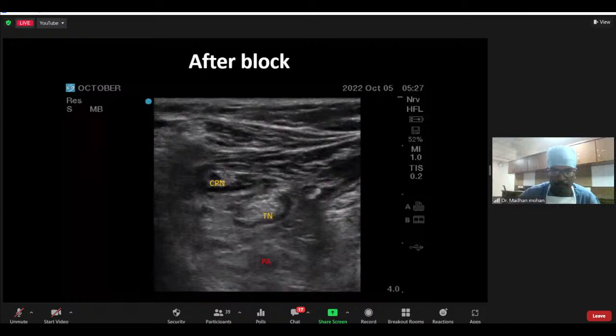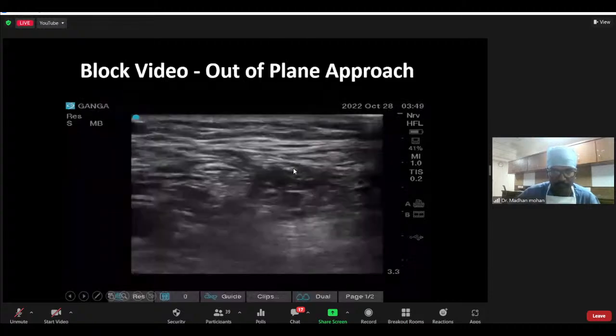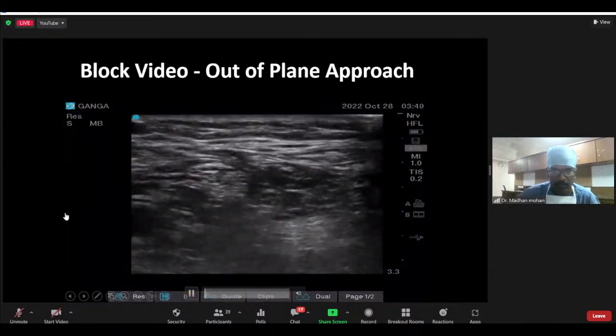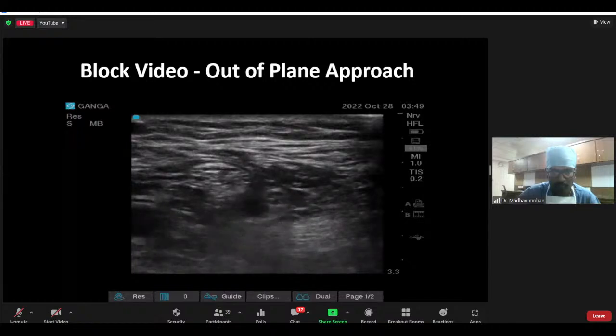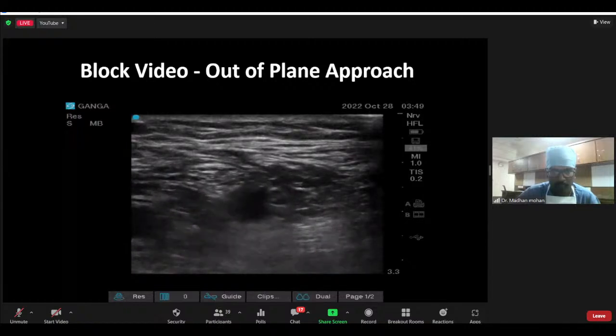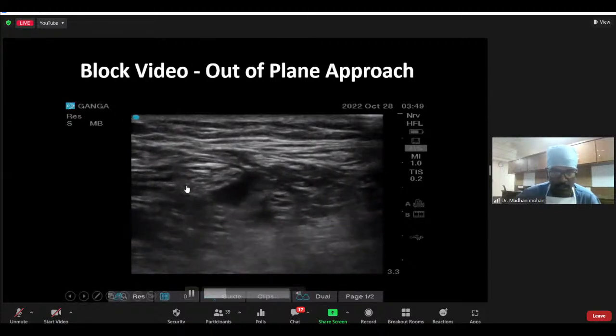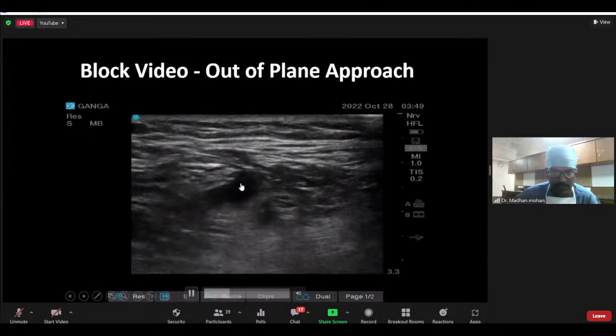Again, the after-block picture, so anatomy picture showing tibial nerve and common peroneal surrounded by the anechoic local anesthetic. This is another video of out-of-plane approach. So here the orientation marker is kept medially. So this is your tibial nerve and this is a common peroneal nerve. You can see the drug spread.